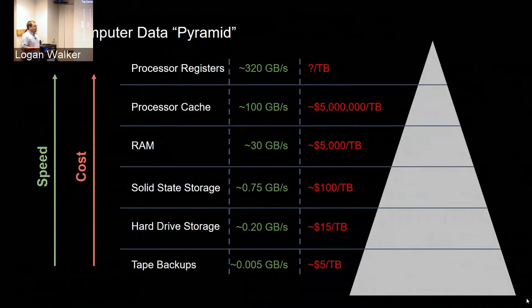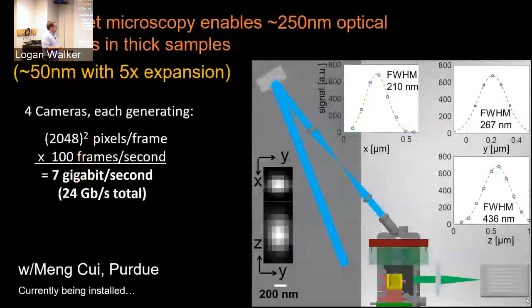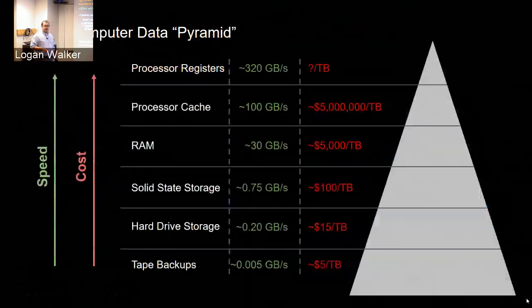If you've ever purchased a computer or a server, you'll know that in the IT world there's a computer data pyramid. At the bottom you have your tape backups, the place where you put your archival data once you're done working on it. At the top you have your processor registers, your cache, and your RAM. As you go up this pyramid, it gets exponentially more expensive, but also exponentially faster. So when you want to deal with this amount of data, you have to get sufficiently high up this pyramid.